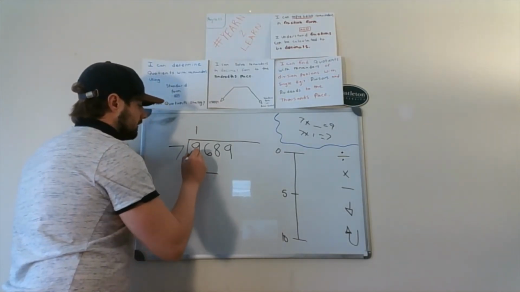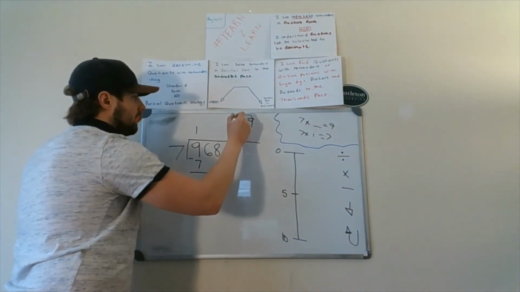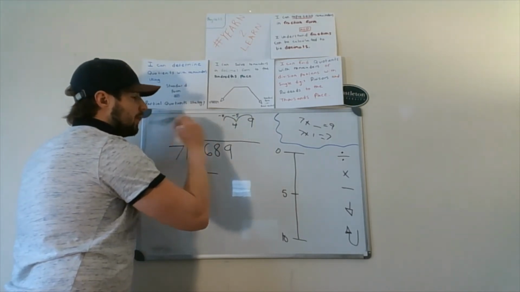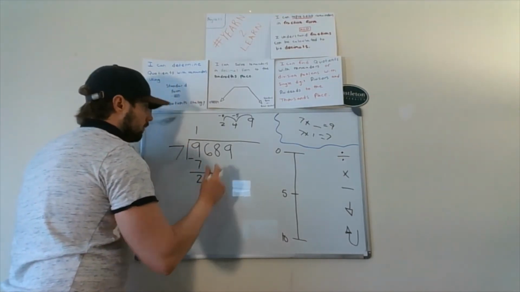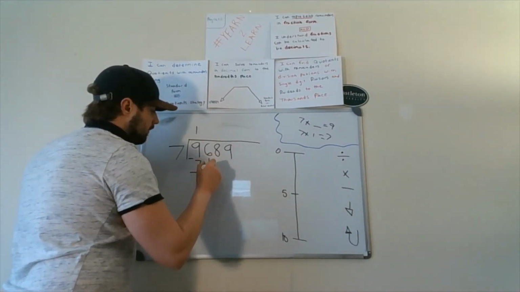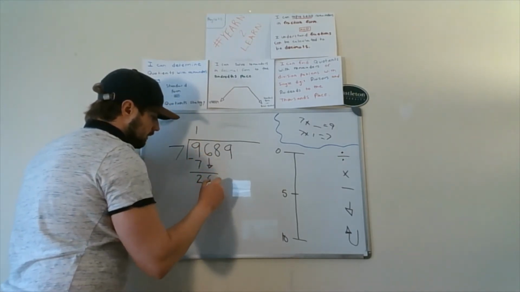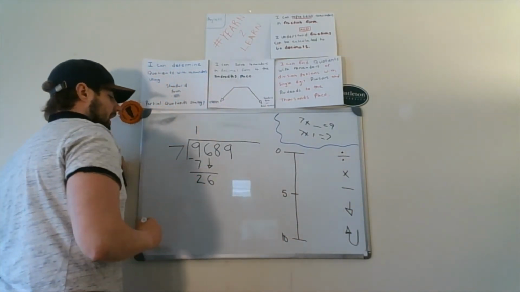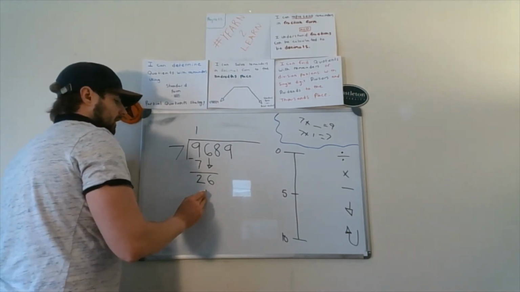I know 9 minus 7 is going to give me, I have 9, I take 5 away to get to 4, I take 2 more away to get to 2. 9 minus 7 is going to give me 2. I subtracted. I need to bring down the next place value. My 6 is in that hundreds place. Need to bring it around. Need to divide again.